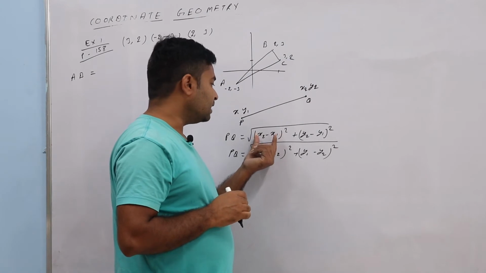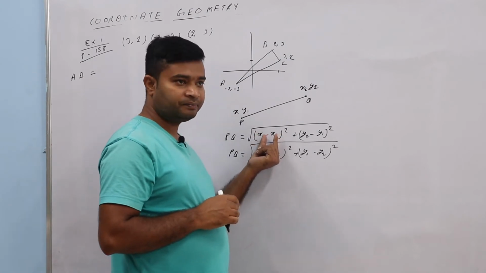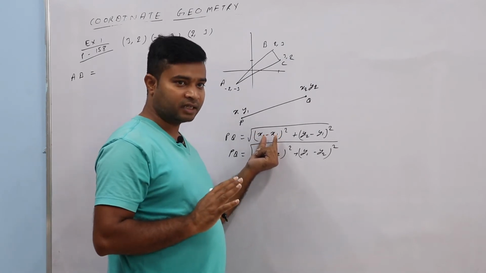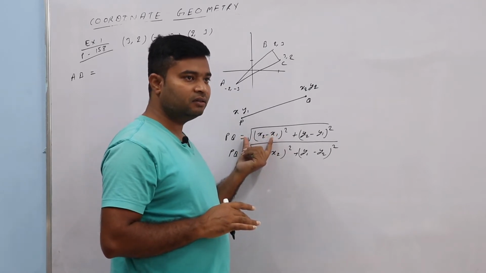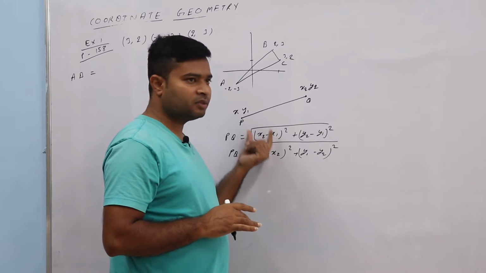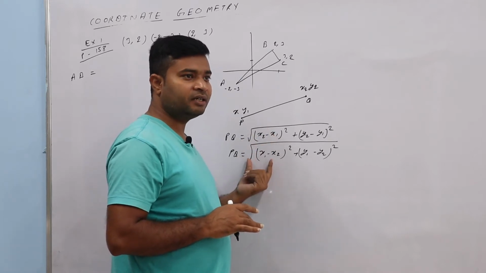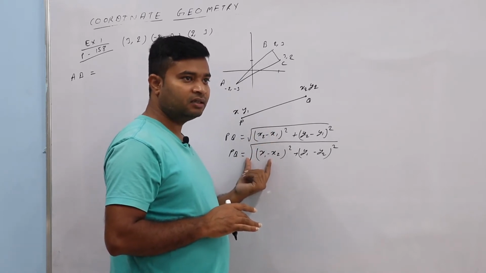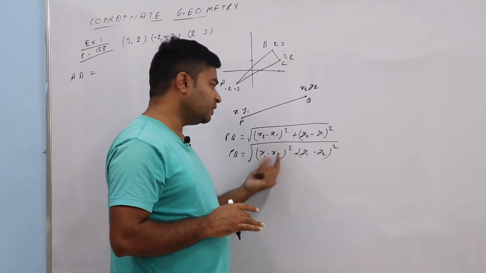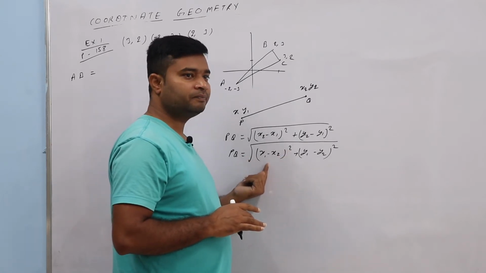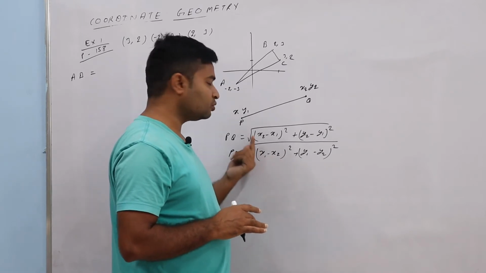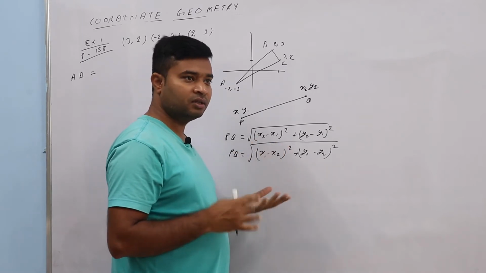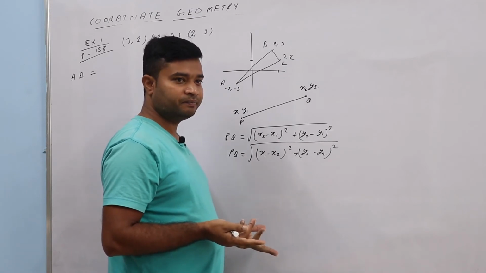Why will it be the same? Think, x1 is small, so here you will get a positive value, and positive squared is positive. But think if I get a negative value. Even the square of a negative value becomes positive only. So either you subtract x2 minus x1 or x1 minus x2, the answer will be the same. Correct?